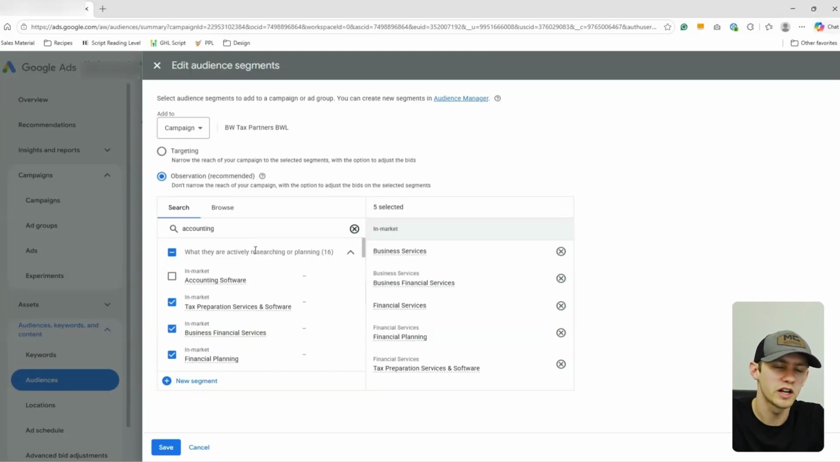And so what we would recommend actually is turning this on observation, gathering the data, figuring out which audiences work, and then turning it on targeting so that you're only targeting the specific audiences that are converting, that are good quality, and they are lower cost per lead compared to all your other audiences that you were targeting. So that's the first thing.